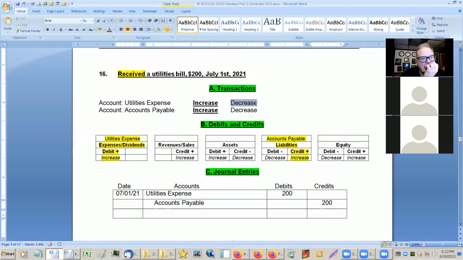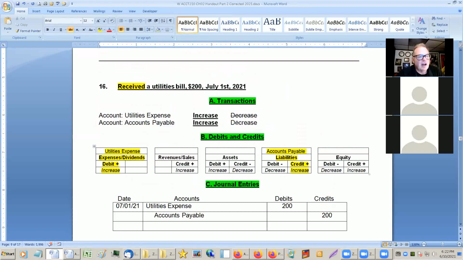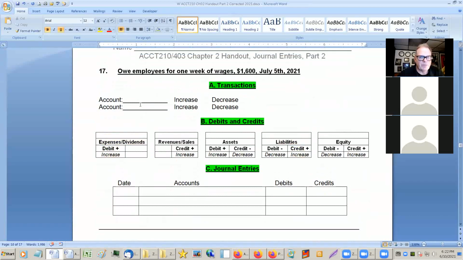And so when it comes to things like expenses, they're always going to increase. So expenses always increase, revenues always decrease. Again, unless something weird happens, you make an error or something like that. They're always going to be increasing.